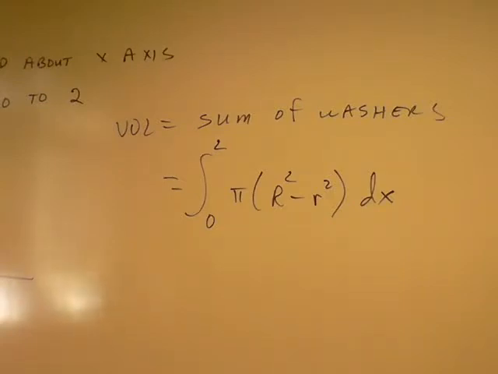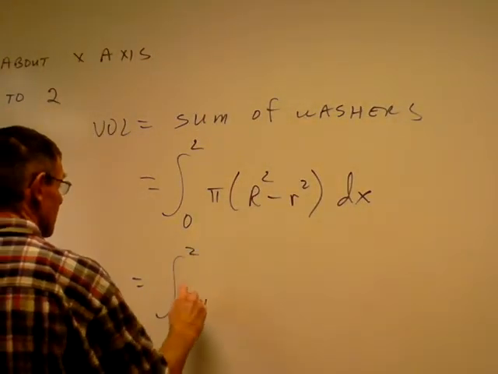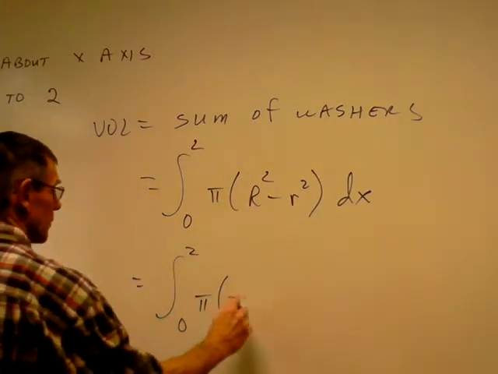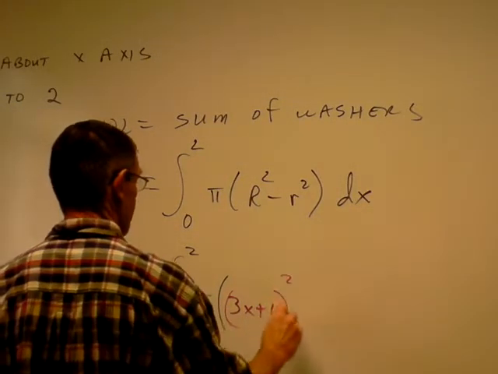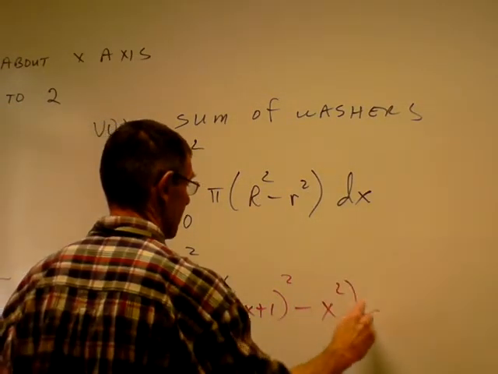Okay? Any questions on that? All right, so now you just have to figure out what is big R and what is little r. Big R is the radius that goes from here to there, which is the value of y at that point, 3x plus 1. So that's 3x plus 1 squared, minus little r, this distance here, which is just x. So minus x squared dx.